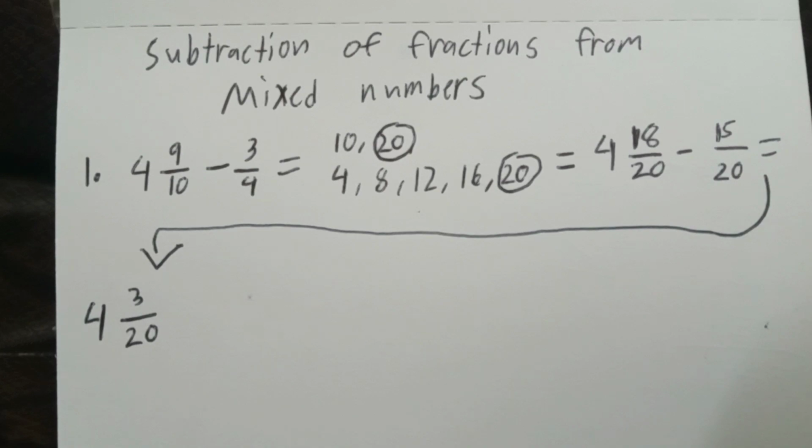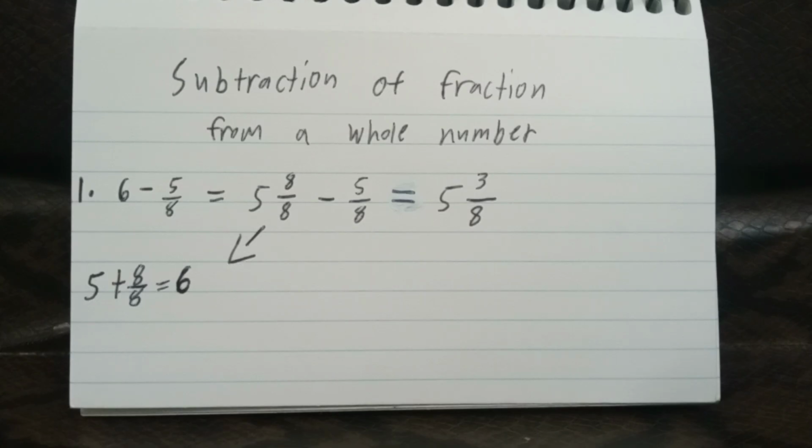3 over 20. So here for our last and seventh topic, we have subtraction of a fraction from a whole number. So as you can see for our first example, we have 6 minus 5 over 8. So what will be our first step is to regroup the whole number 6 and turn it into 5 and 8 over 8. You might be asking, why is it 5 and 8 over 8? I chose 5 and 8 over 8 because of the denominator 8, so that they could have a common denominator, which is 8. Because 5 plus 8 over 8, as you can see in the arrow down there, it's equivalent to 6.